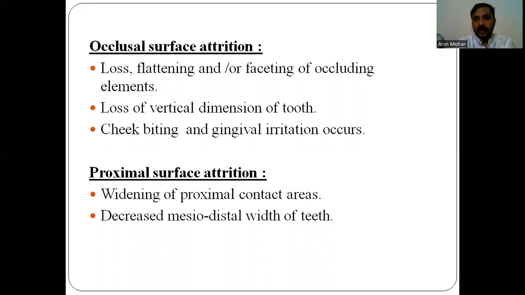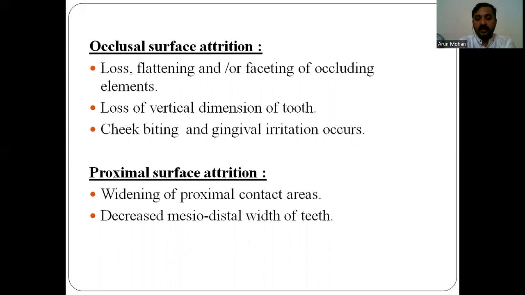Then there will be loss of vertical dimension. Naturally, when there is wearing away of tooth surface, there will be a reduction in height of the crown of teeth. Cheek biting and gingival irritation also occur secondarily. So occlusal surface attrition is the most common type of attrition which we see. Sometimes, rarely, we can also see proximal surface attrition.